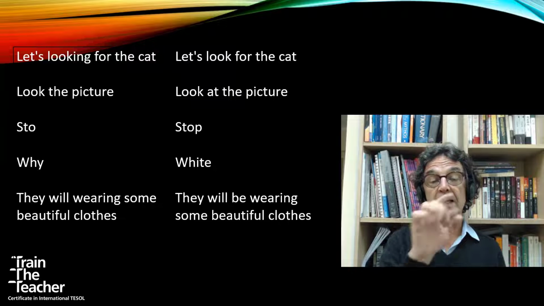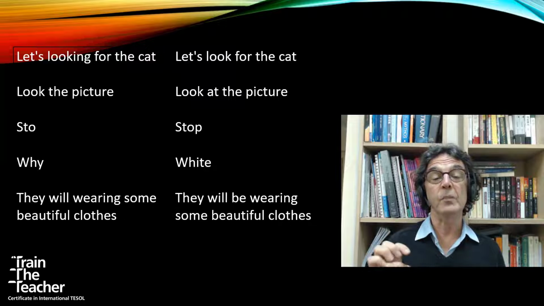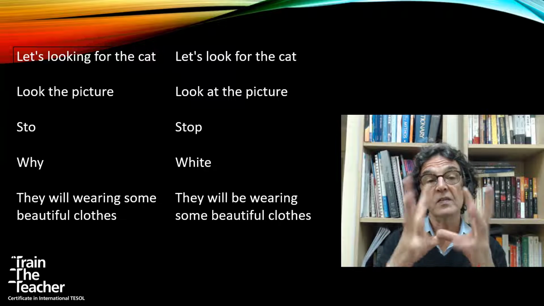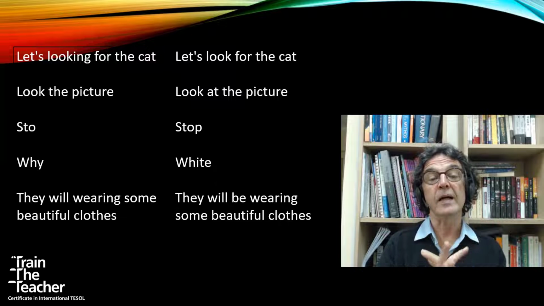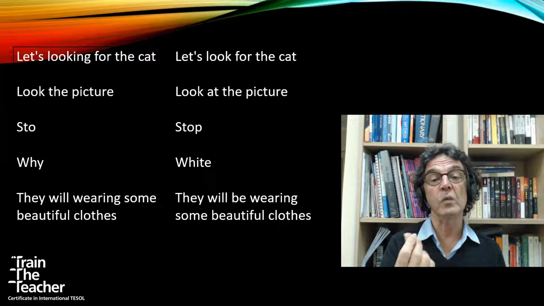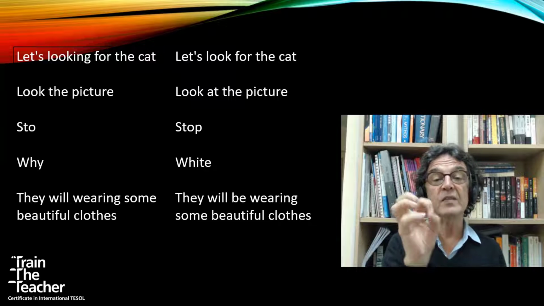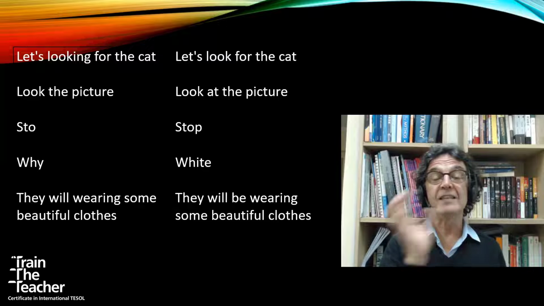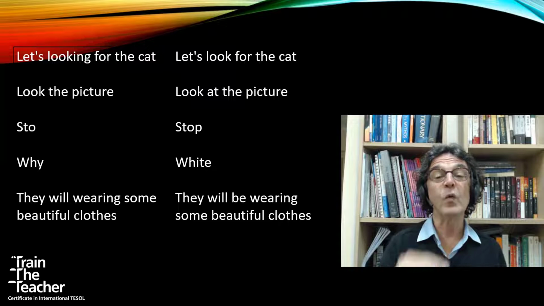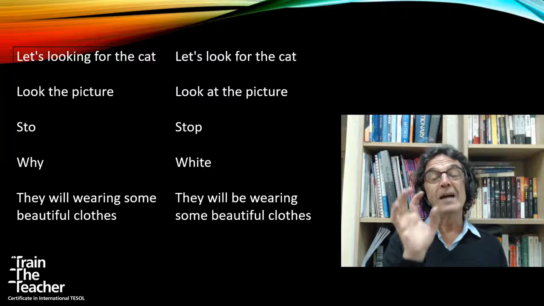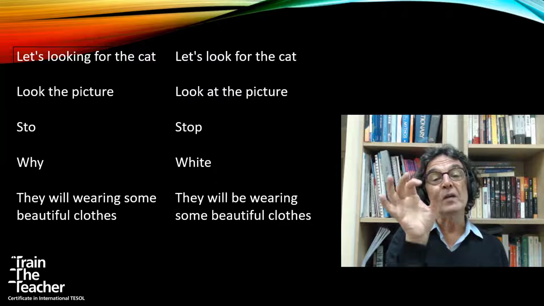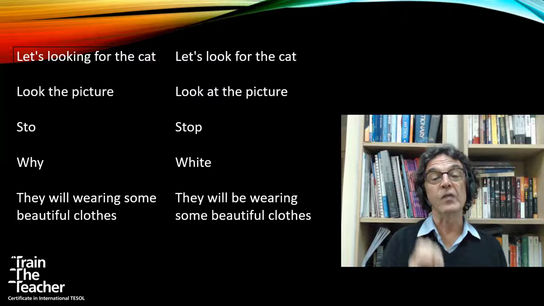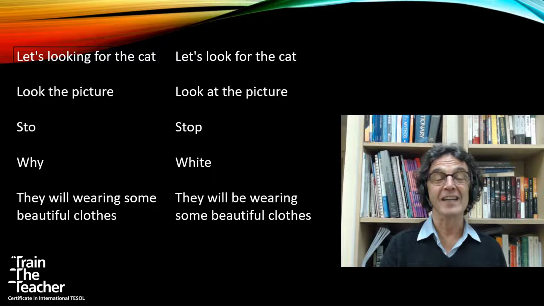The final example that we have on this page is "they are wearing some beautiful clothes." In itself, almost a really nice structure, that future continuous form, but of course we've missed out the verb to be. I can really get that some people will think that will is already the verb to be, but for a future continuous form, you're going to need will plus be plus the verb plus ing.